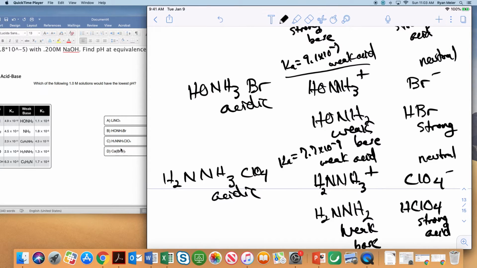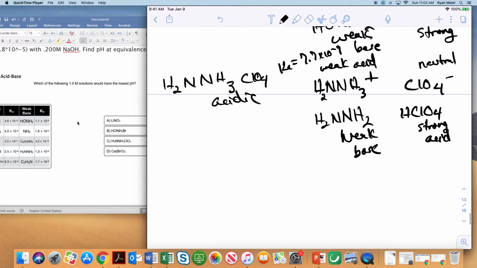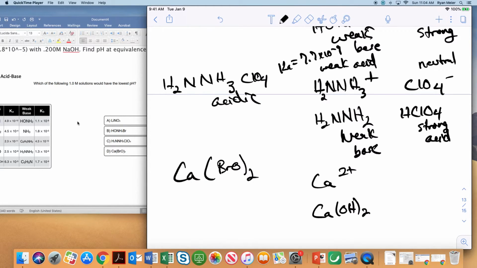So right now this is winning. We have one salt left to look at, and that's CaBrO2. If we look at this very last one, breaking up to its ions, I have calcium 2+. Since it's a metal ion again, its conjugate is going to be calcium hydroxide, which is typically considered a strong base, which means that the calcium ion itself is neutral.